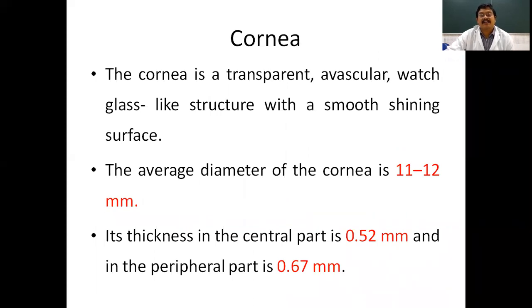The cornea is a transparent, avascular, watch glass-like structure with a smooth, shining surface. The average diameter of the cornea is 11 to 12 mm, and it is centrally thin compared to the periphery. The central thickness is 520 microns, and at the periphery it is 670 microns or 0.67 millimeters in thickness.